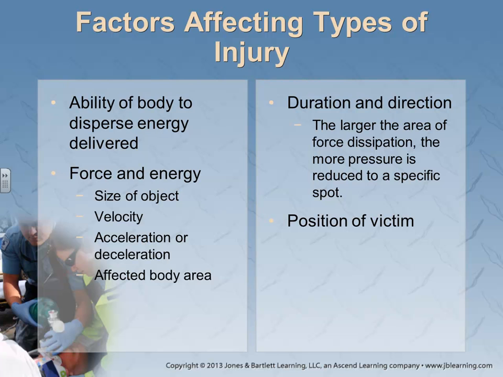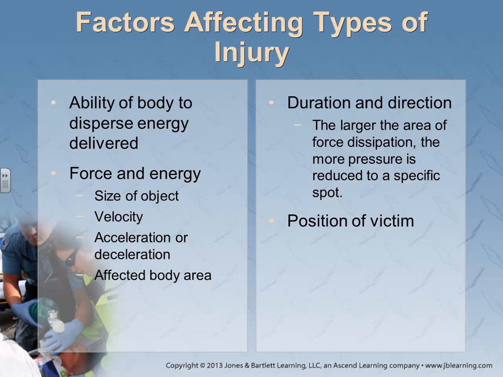Your factors that affect your types of injury. The ability of the body to disperse injury delivered. What is going to come into play with the ability of the body to disperse energy delivered? This is some of that special population stuff coming in now. All right, you said size, mass, your density. I'm more dense than probably some real small people. All right. Age, the ability of the body to withstand. All right.